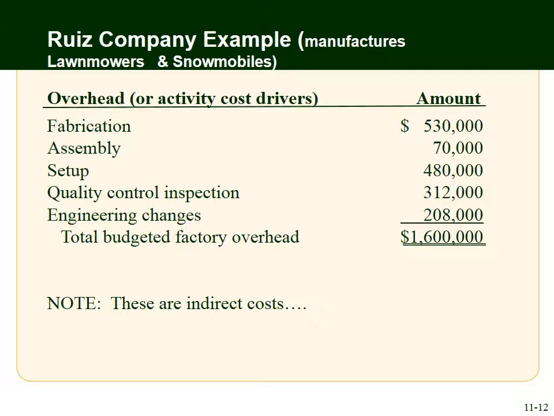Here's an example. The Ruiz Company, a lawnmower and snowmobile manufacturer. This is their overhead. So go back and remember the definition. It's not convenient or easy or economical to trace these costs. Engineering, quality control, setup of the equipment. They have $1.6 million in indirect costs that they have to allocate using a POR.